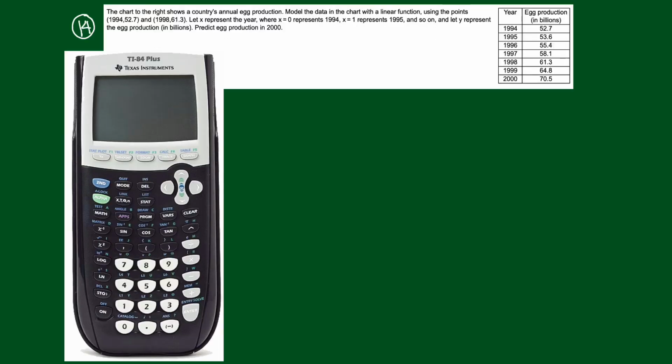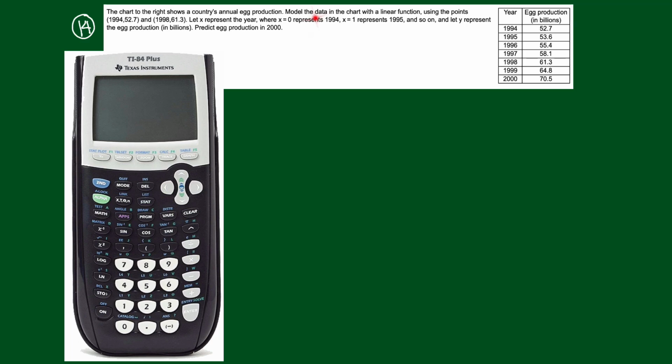This is the problem on linear regression. What we're going to do is, from this table of data, we've got input values and output values. We're going to build an equation. So here's our situation. The chart to the right shows a county's annual egg production. Model the data in the chart with a linear function. They're telling us already that the scatter plot here would look linear. So we want to fit a linear equation to this data.